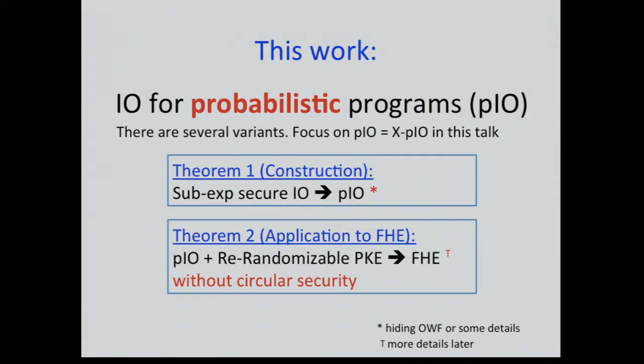And the neat thing about doing this is that I don't need to rely on any circularity assumption. Okay? There's no need for circular security. Next, I'm going to first try to tell you about the intuition of what PIO is, and then a little bit about the high-level proof of those two theorems.